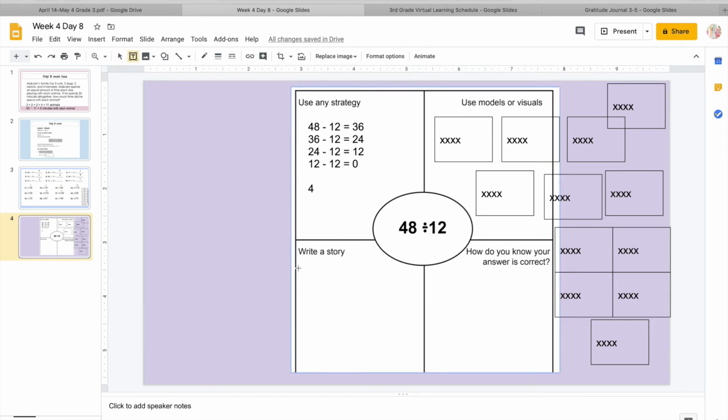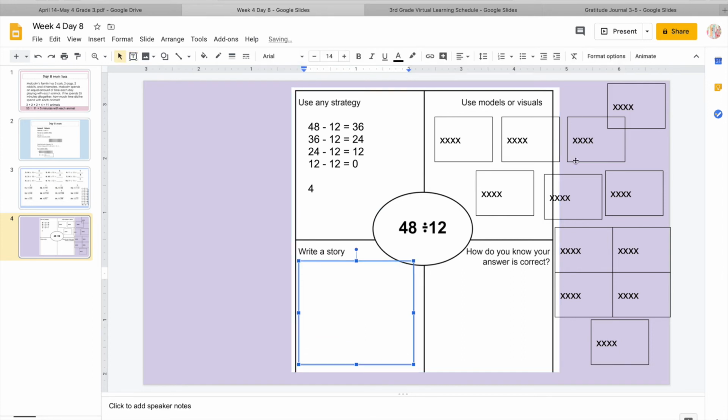So now I wanted to write a story together where we could think, what is something we would have broken up into smaller groups? So we could say, I had 48 tennis balls.